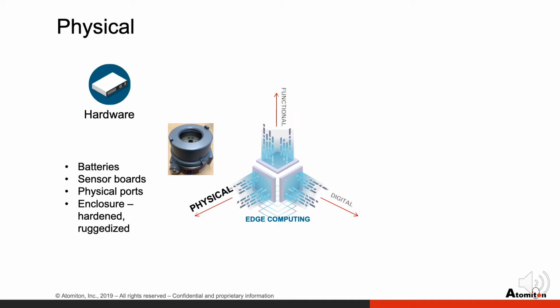Hardware includes batteries, sensor boards, physical ports for sensor connectivity and integration or communications and other electronics in a physical enclosure. In industrial environments, hardware is often hardened or ruggedized for harsh outdoor environments that may require extended operating ranges to work in extreme cold or heat. There is even explosion-proof hardware for certain environments such as natural gas facilities.